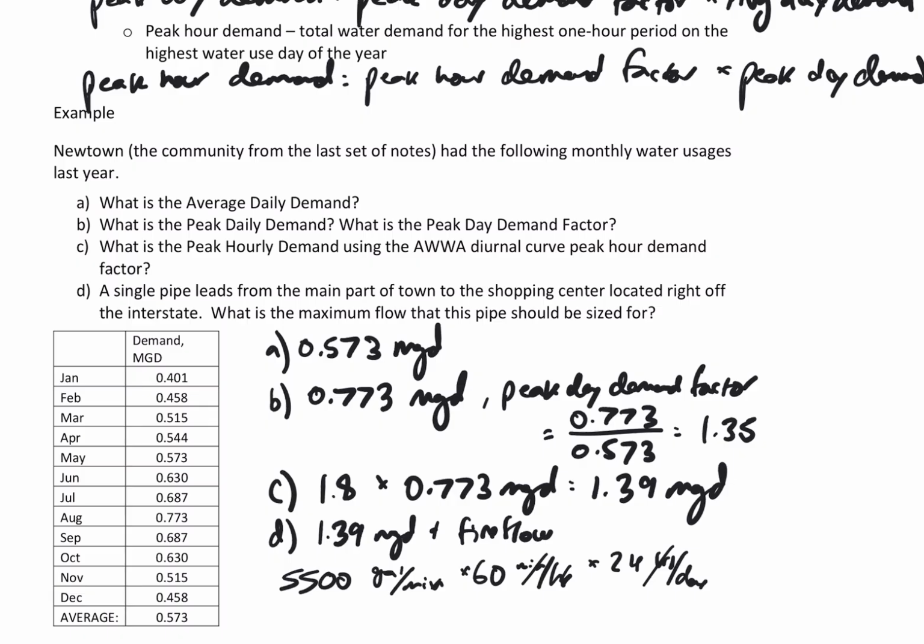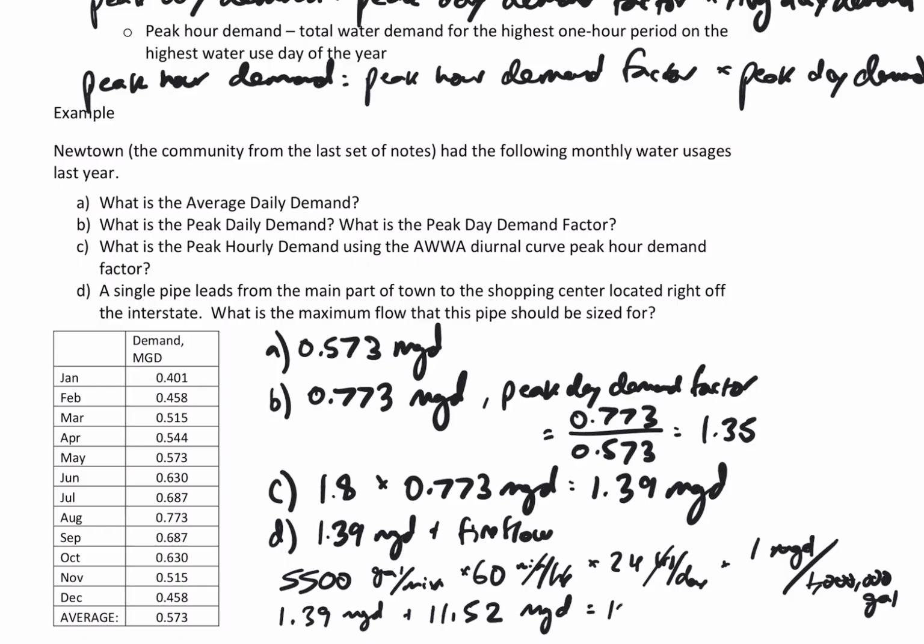I need to get to million gallons per day. So I multiply by 1 MGD per million gallons. And now, if I cancel the million gallons, this million gallon and this million gallon, I'm going to have days. So I get 1.39 MGD. This whole thing above comes out to 11.52 MGD.